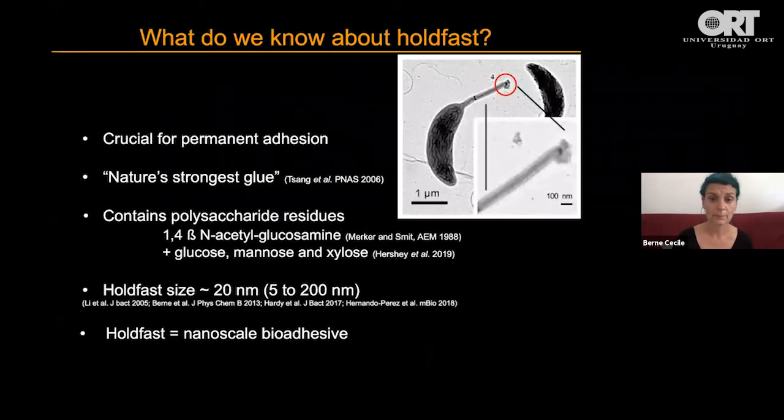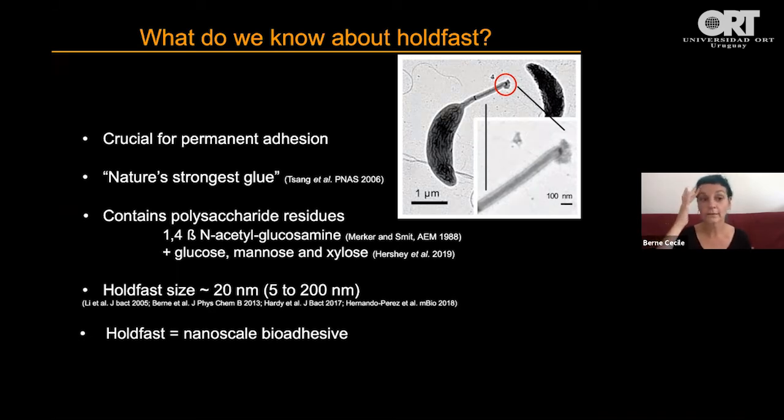If I tell you we need to understand more about the holdfast, it is because we know very little about this molecule. Holdfast was discovered more than 50 years ago now. And everything we know about holdfast can be summed up on that slide. So you can see that we don't know a lot. As I told you before, we know that holdfast is crucial for permanent adhesion. If we don't have holdfast, Caulobacter cells don't stick to a surface.